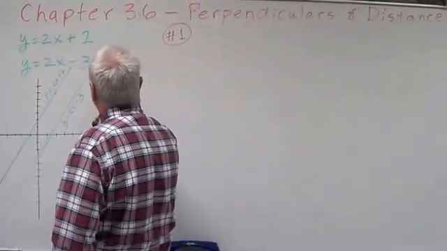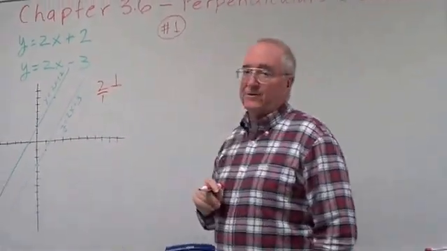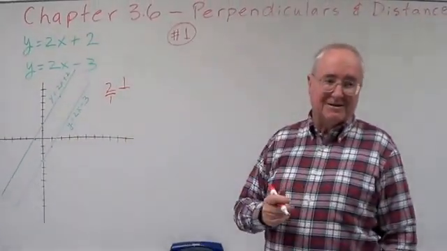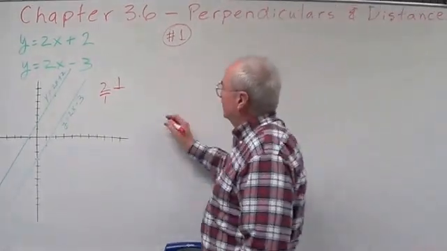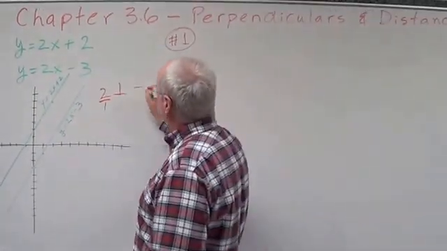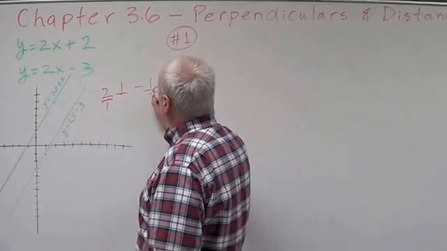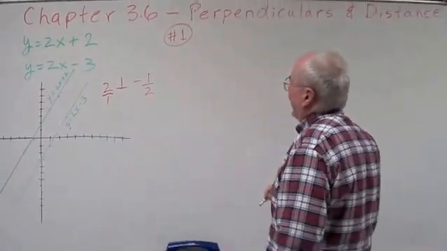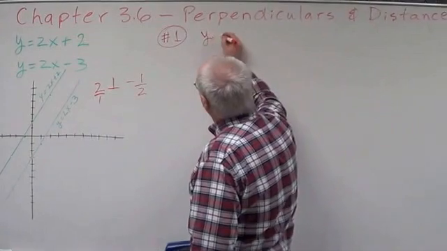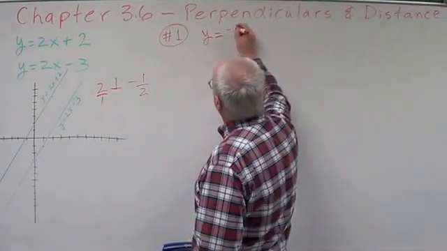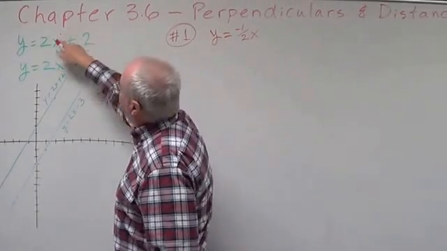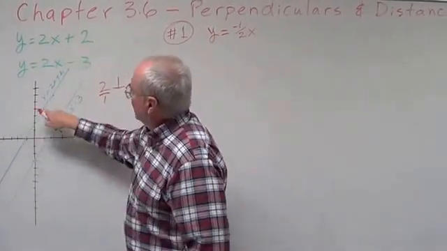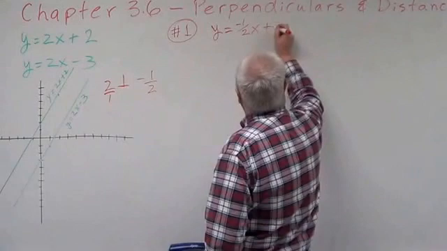Well, I can make it a fraction by putting it 2 over 1. Any integer can be made into a fraction by simply putting it over 1. Negating it, we make it negative. Flip it, it turns into a negative 1/2. So the equation of our line will be negative 1/2 x, and we're going to use the same y-intercept right here that this equation uses, plus 2.